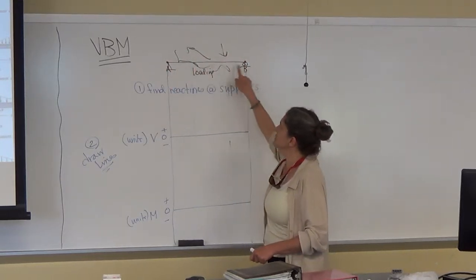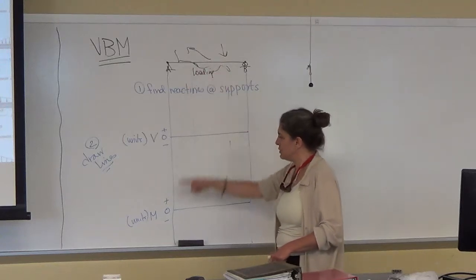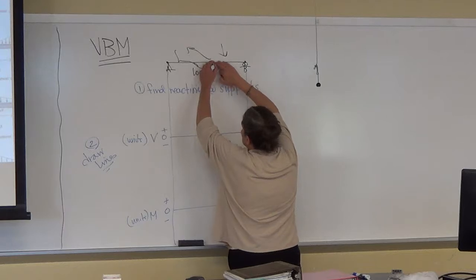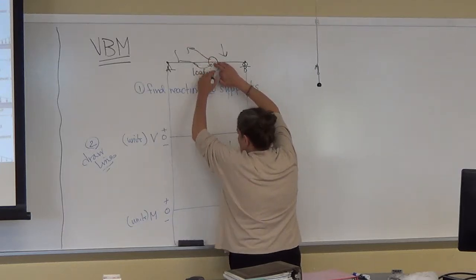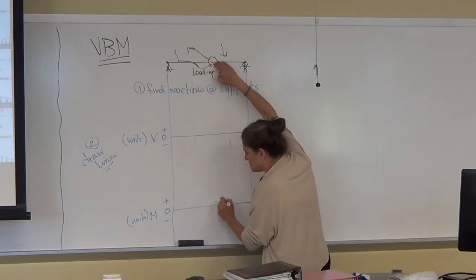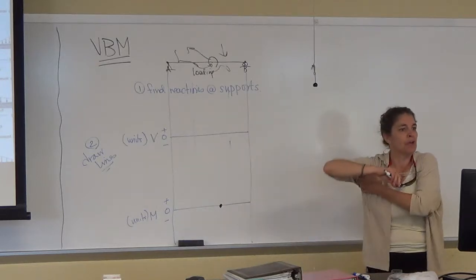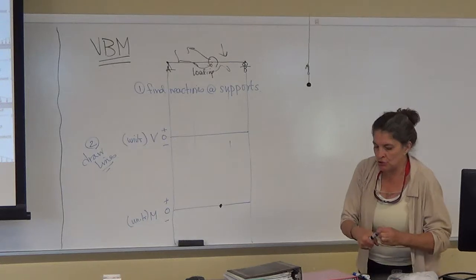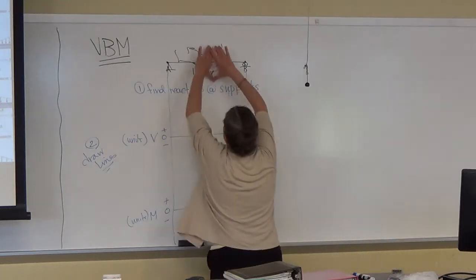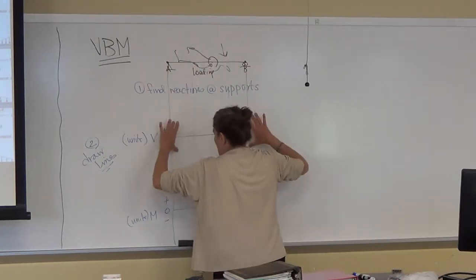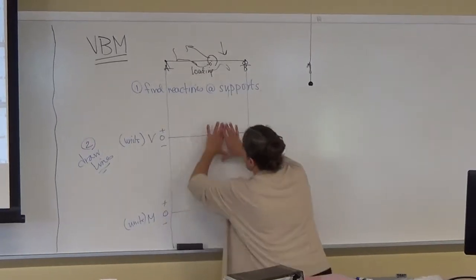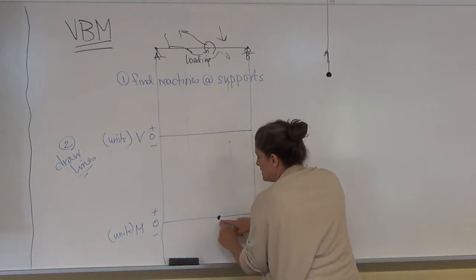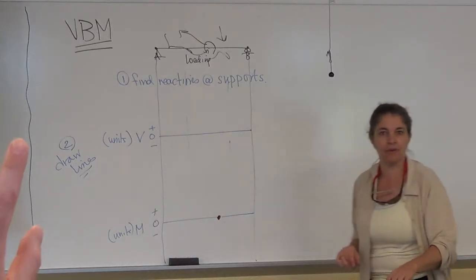But what if there's something special here? What's the special thing that you have to do down here? Moments. Right. So if there's a concentrated moment and you see it, make sure you come down and put a little dot or something here to remind yourself that you're going to need to look back up at the top. Because when you draw the shear diagram, you're only looking here. When you draw the moment diagram, you're only looking here except for that spot. So put a dot here to remind yourself.